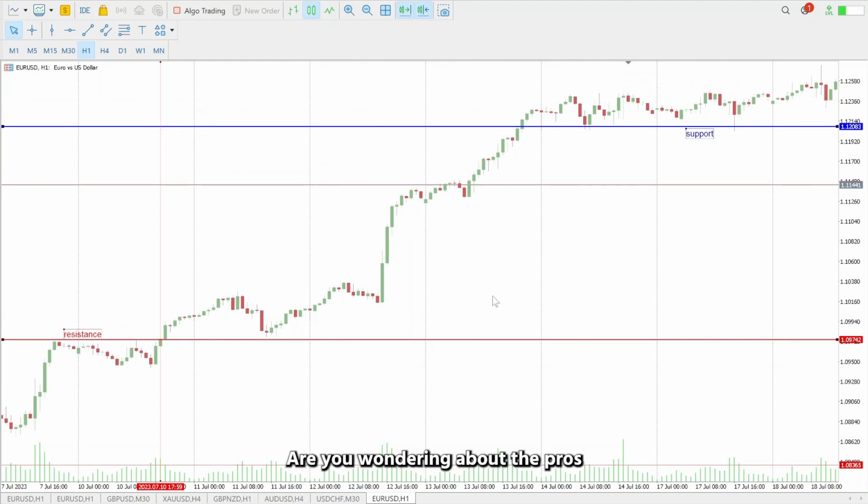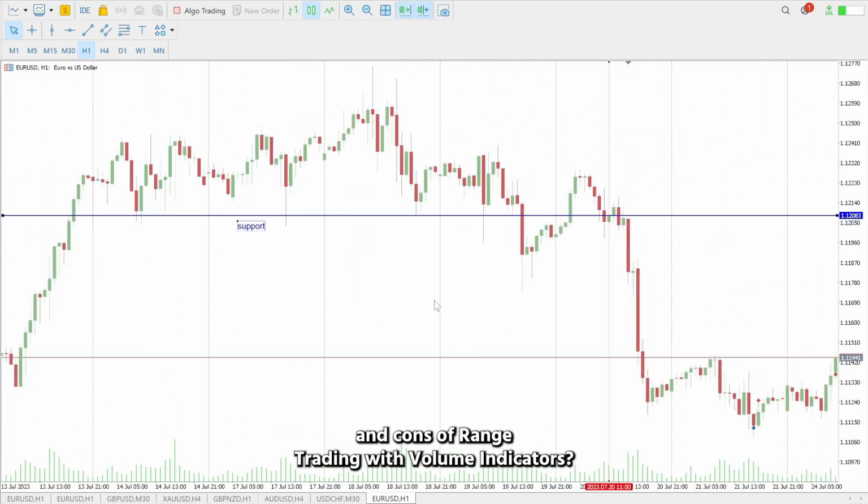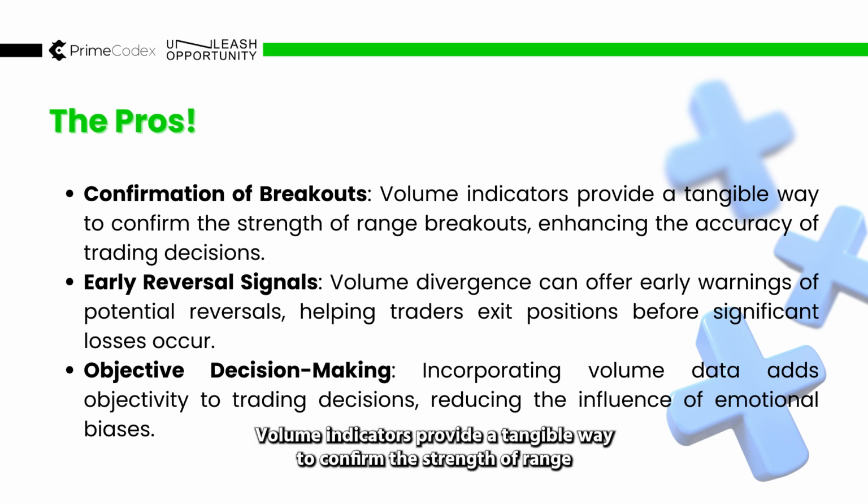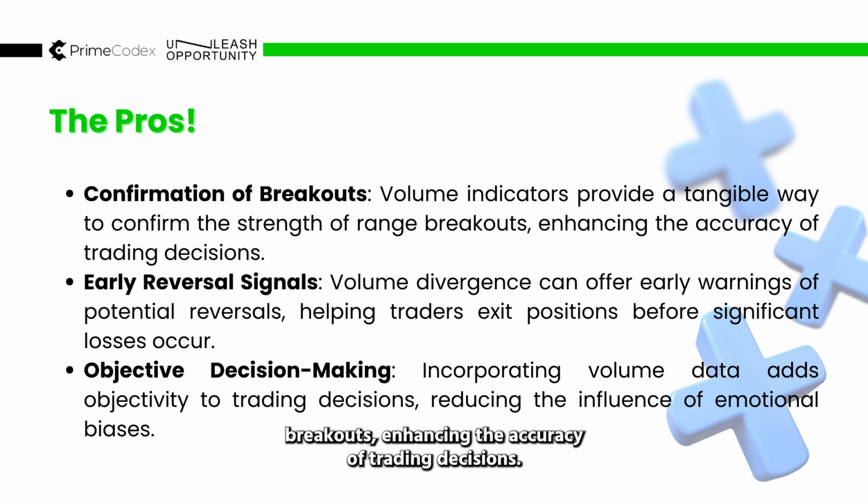Are you wondering about the pros and cons of range trading with volume indicators? Let's talk about it. The pros. Confirmation of breakouts. Volume indicators provide a tangible way to confirm the strength of range breakouts, enhancing the accuracy of trading decisions. Early reversal signals. Volume divergence can offer early warnings of potential reversals, helping traders exit positions before significant losses occur.